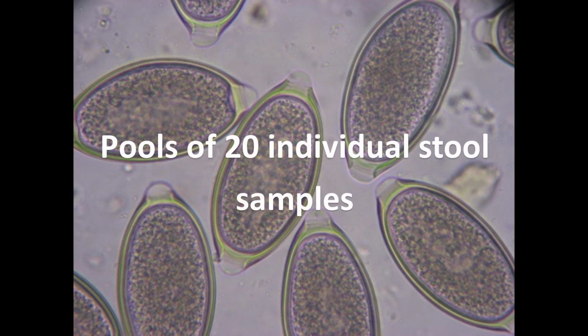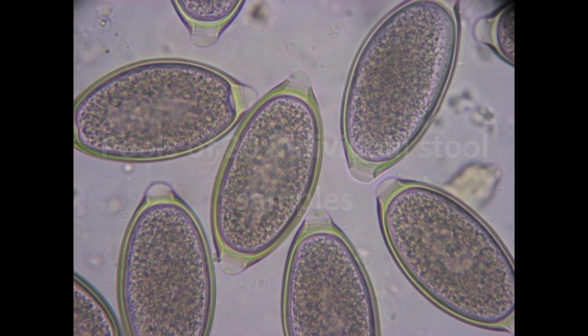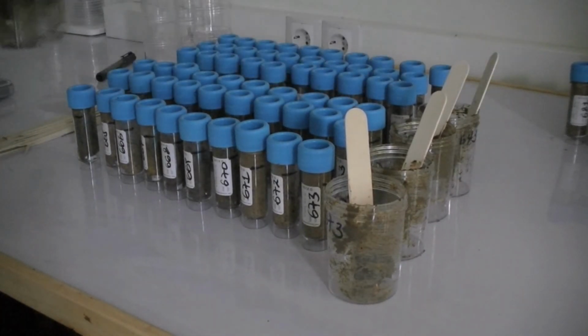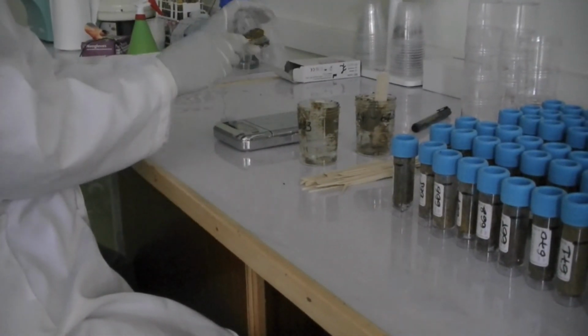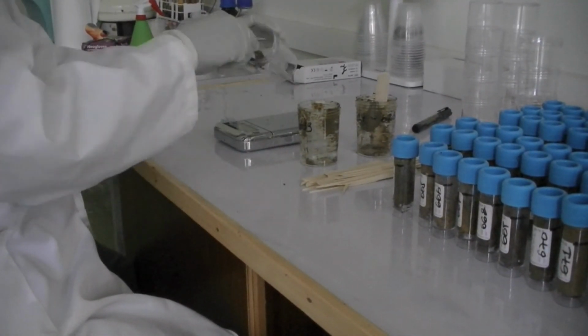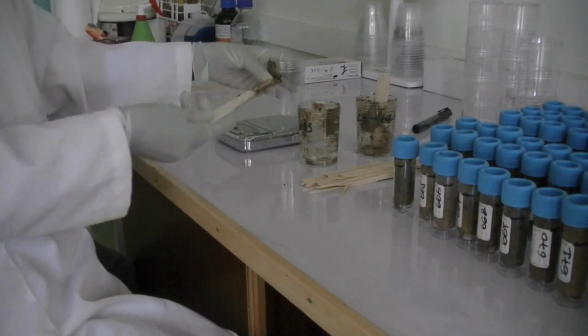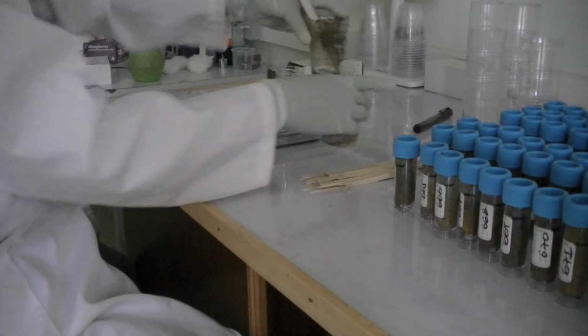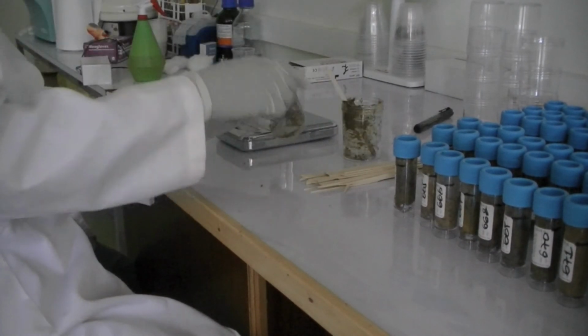Pools of 20 individual stool samples. Organize 6 pools of 10 individual samples into pairs. Label a new plastic container for each pair of pools of 10. Press the tare key and transfer 5 grams of each of the 2 pools to the rim of this pre-labeled beaker.